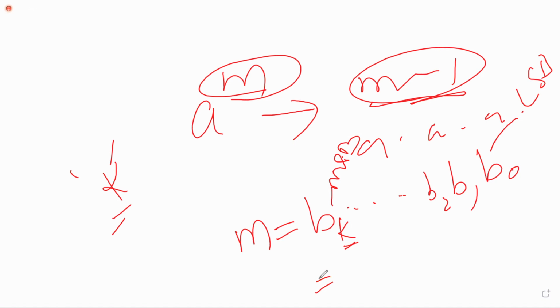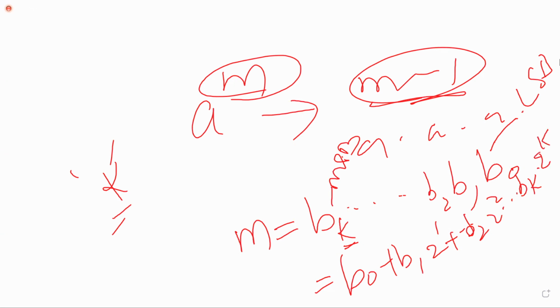We need to write m as b0 plus b1 into 2 power 1, plus b2 into 2 power 2, and so on, up to bk into 2 power k. So we need to multiply with the powers of 2. Simply, we take the summation of bi into 2 power i, where i is equal to 0 to k.